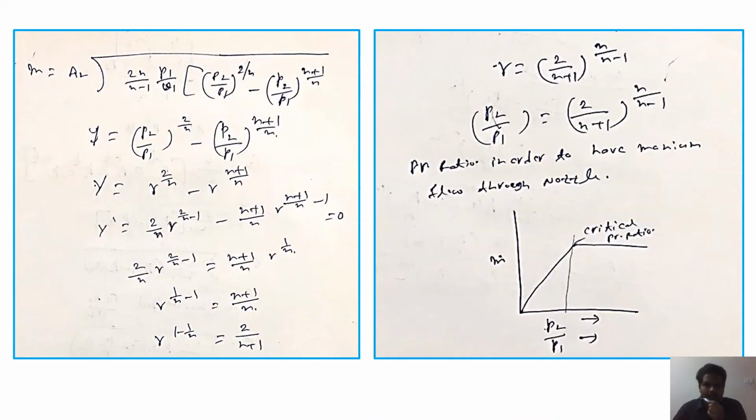Now, as we derived in the previous slide, mass flow rate equals A2 into square root of 2n by n minus 1 P1 by V1 into (P2 by P1) whole power 2 by n minus (P2 by P1) whole power n plus 1 by n. So this is the equation for mass flow rate of the fluid inside the nozzle. But we want to know the maximum mass flow rate inside the nozzle, so that the velocity will be more inside the nozzle.